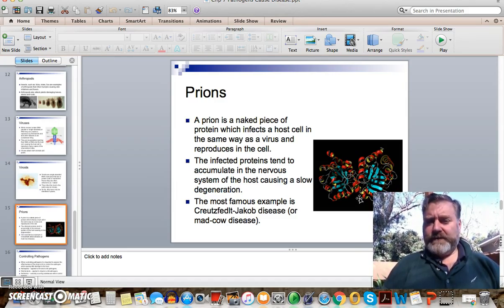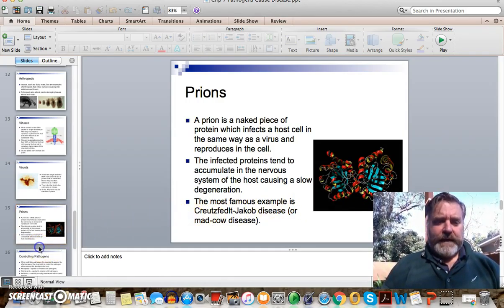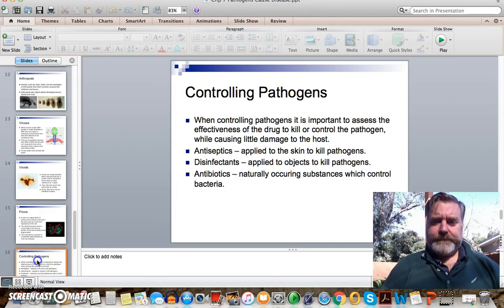And how do you control this? This is a piece of protein. How do you recognize it? Where do you find it? It's really difficult to recognize what's going on here. A number of diseases which have defied classification, people now look for prions as a possible cause. Don't always find them, but that's one way of trying to find a cause. And of course we can control these things.